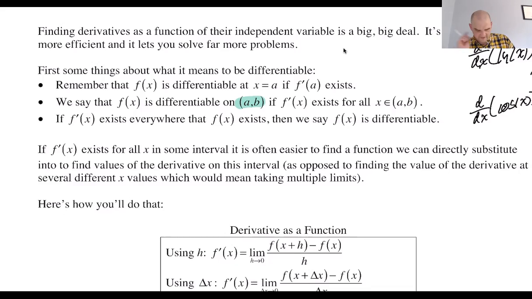Let's see. If f prime exists for all x in some interval, it's often easier to find a function. So this is just saying, instead of calculating the derivative at 1, at 2, at 3, at 4, at 5, let's find a function that just does it, right? So here are the two ways that you can go about doing it. Well, actually, it's not really two ways.